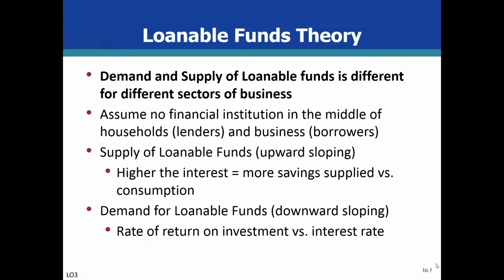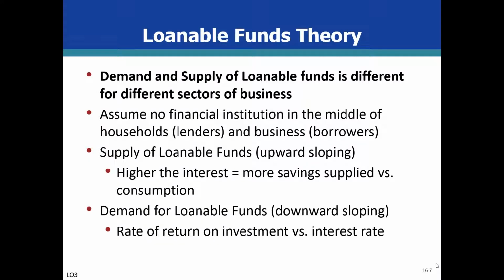The demand and supply of loanable funds is different for different sectors of businesses. Some businesses just have more risk than others. Some sectors are growing more than others. Some need money for a longer period of time. No matter, for all sectors, the supply of loanable funds is upward sloping, like all supply curves. The higher the rate of interest, the more funds will be supplied. The more households will be willing to give up consumption.